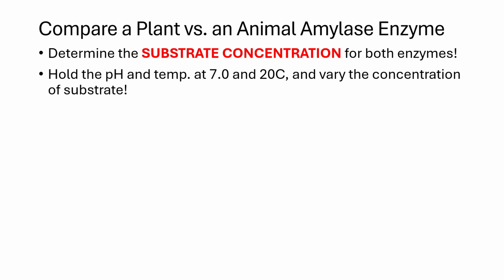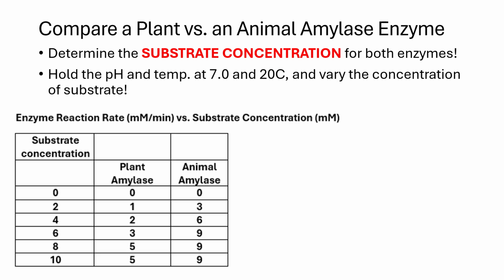And then substrate concentration, right? Without even plotting the graph, you can see that the curve kind of flattens out here. So probably the optimum substrate concentration for plant amylase is about 6 millimolar or 7 in there somewhere. And for human, you notice that the curve starts to flatten out here, so the optimum for humans is probably about 5.